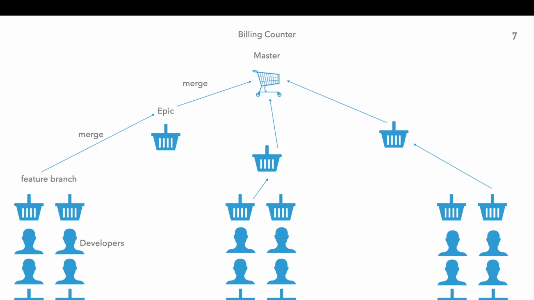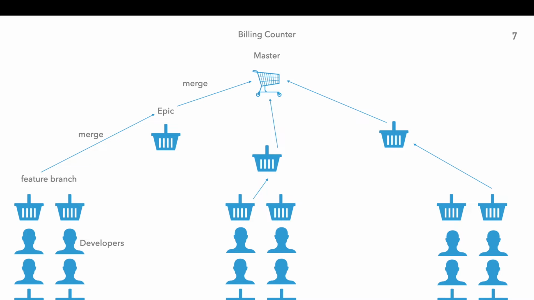So if team A has 4 developers, let's say, the developers will create at least 4 feature branches. Those 4 developers will be working on different functionalities. Now developer 1 will push his code to his feature branch first, then from his feature branch he will raise a PR, which we call a pull request, to the epic branch.